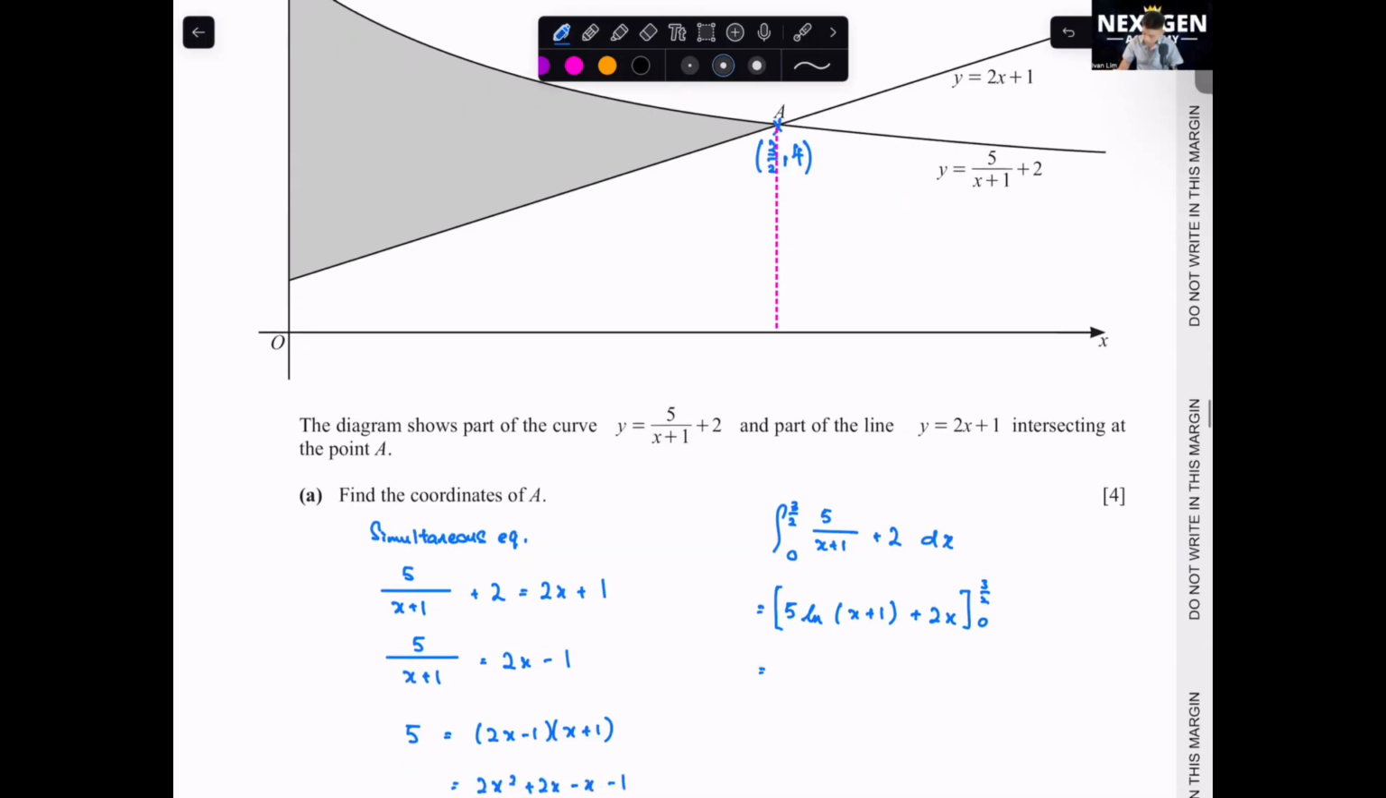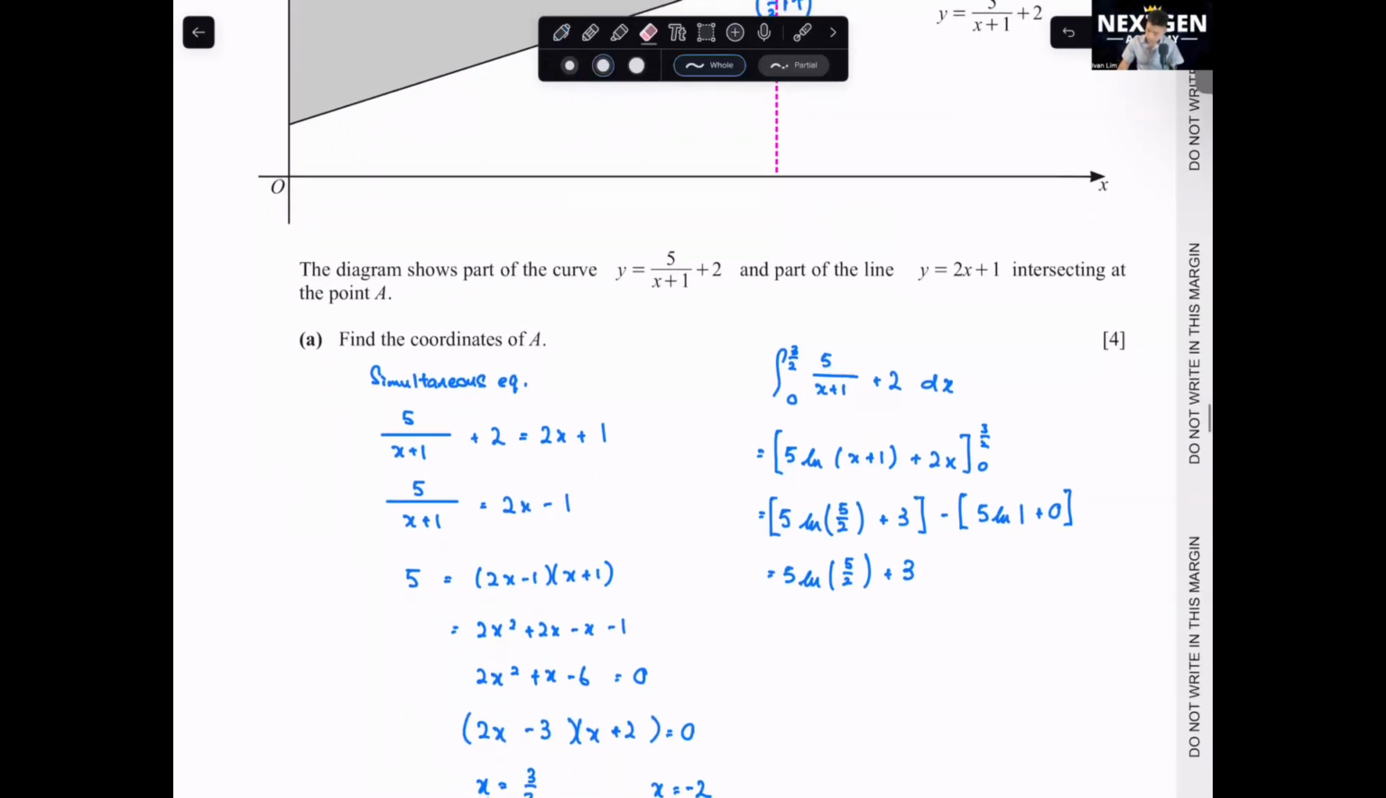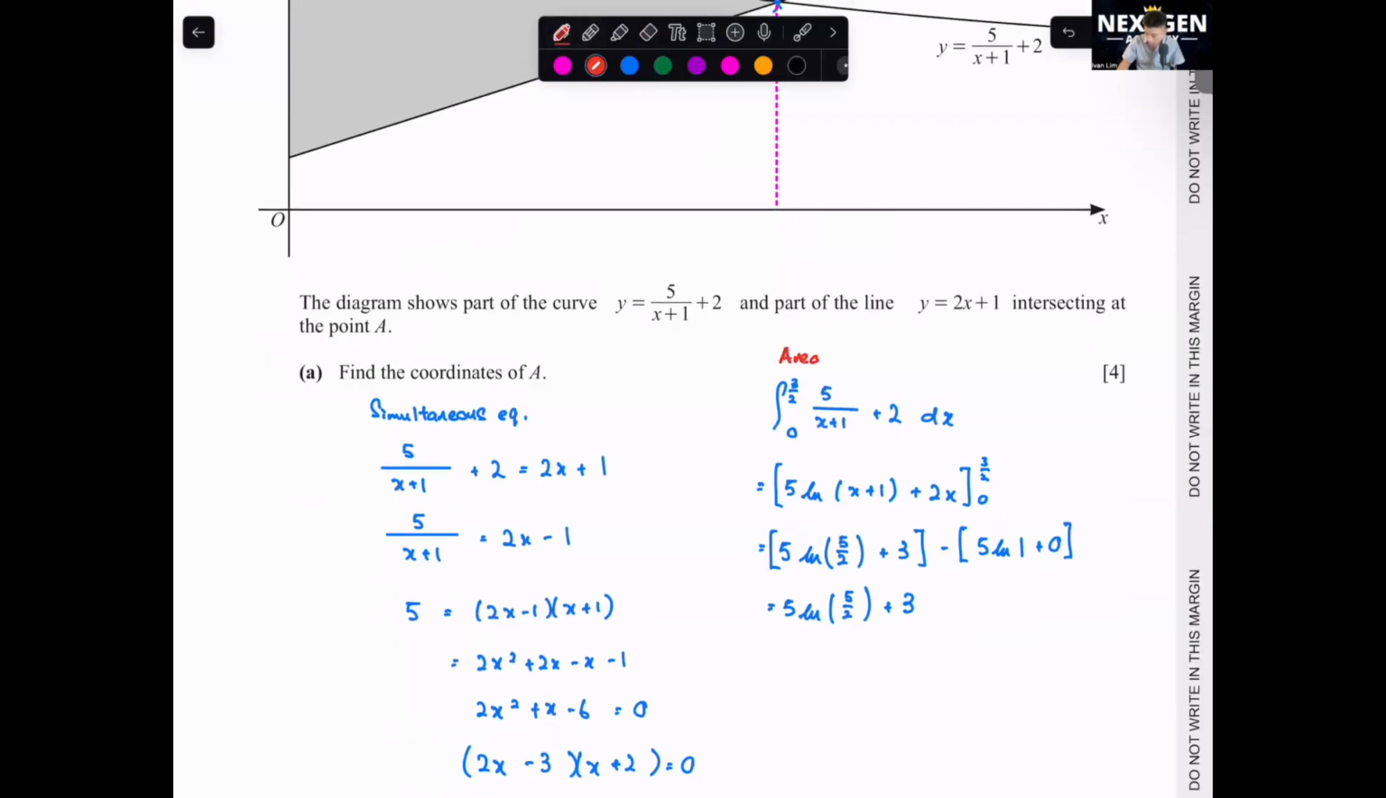Okay, we substitute inside 5 ln, 3 over 2 plus 1. 3 over 2 plus 1 will be 5 over 2, plus 2 times 3 over 2, which is 3. Minus 5 ln 1 plus 0. Okay, ln 1 and 0 will become 0. So this will just become 5 ln 5 over 2 plus 3. Okay, this is the area under the curve. Now the area of the trapezium.